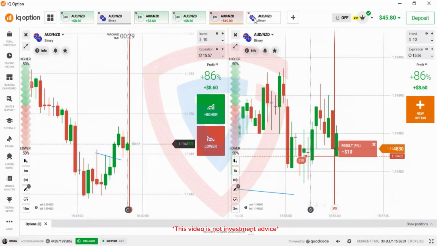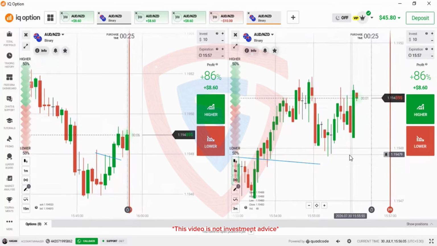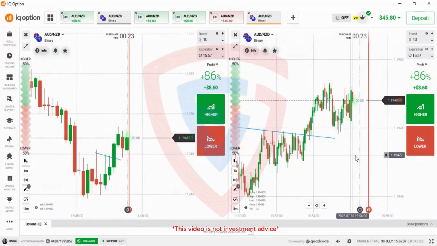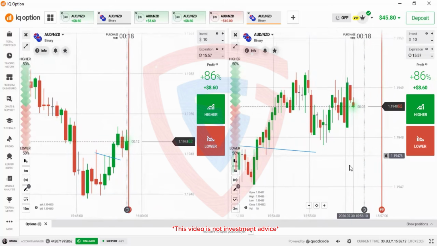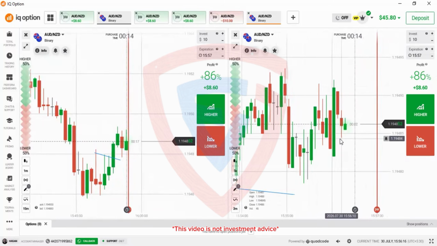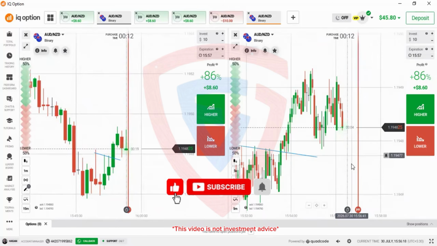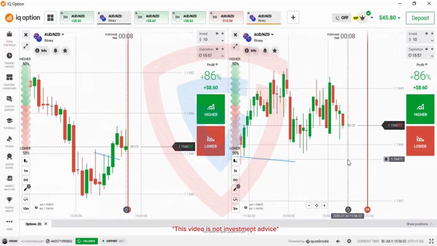So my entry point is not good. That's why I lost the trade. So the market wants to reverse from this band. It made a new low. So still the market is getting support here. Okay, I'm expecting here a seller's candle only.